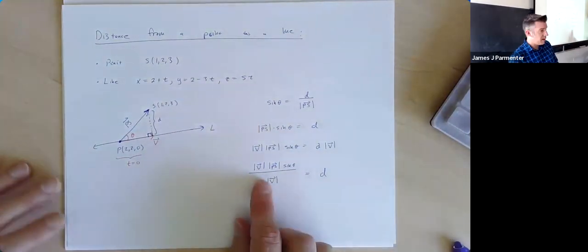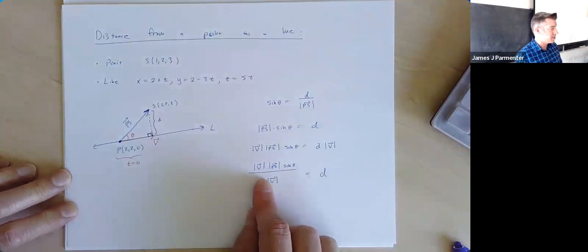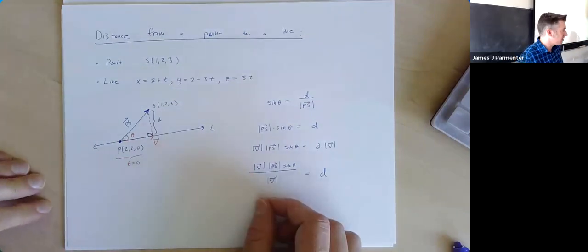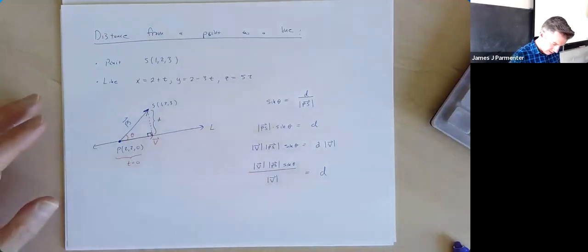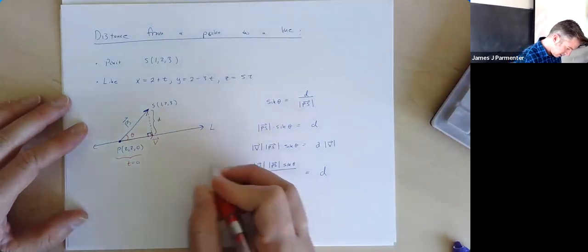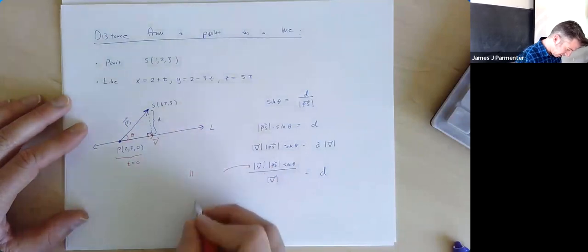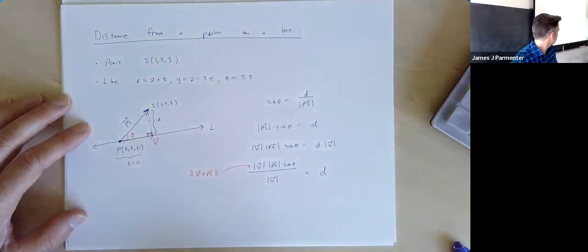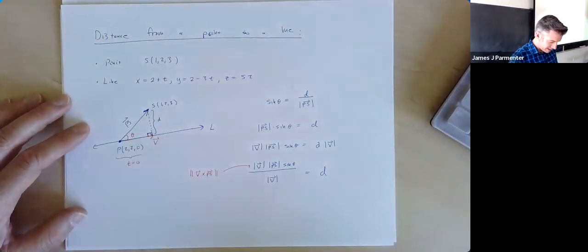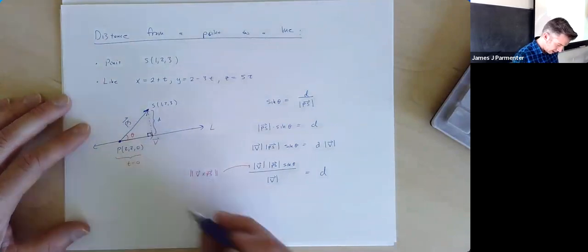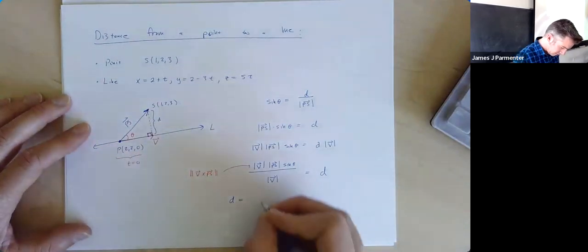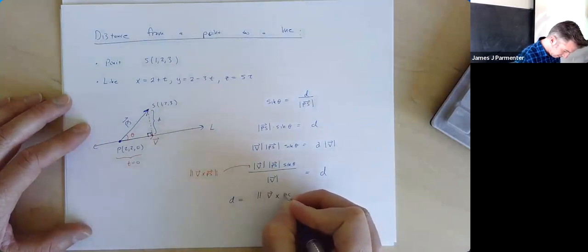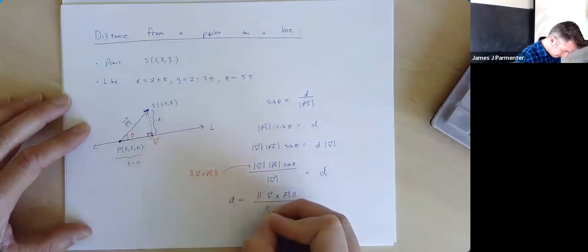But yeah, we can solve for d and say that the distance here is equal to the magnitude of V times the magnitude of PS times sine of theta, all divided by the magnitude of V. But I'll point out that the top there is just the magnitude of the cross product. So right there, this is the magnitude of the cross product of V and PS. So that's how we calculate the distance between a point and a line. The distance is equal to the magnitude of the cross product of the vector V and the vector PS divided by the magnitude of the vector V.